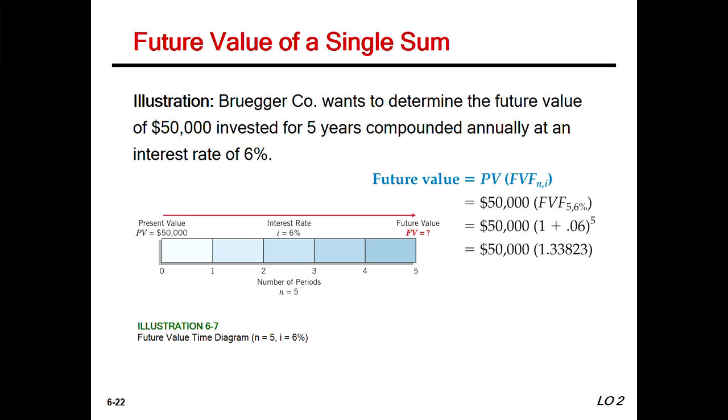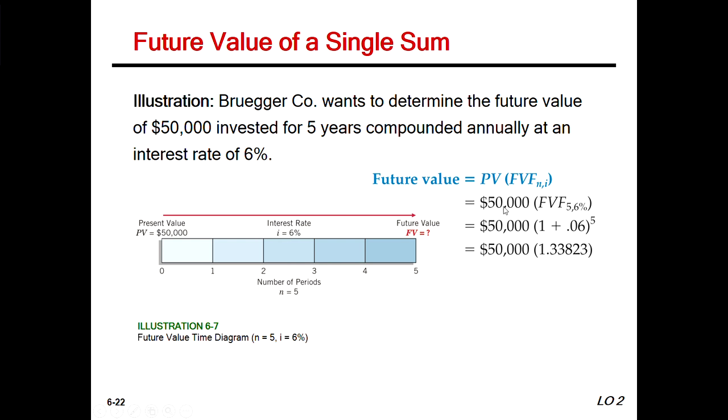All right, so let's take a look at an example here. We've got Bruger Company. They want to determine the future value of $50,000 invested for 5 years, compounded annually at an interest rate of 6%. How do they figure that out? Now, using the formula, this is what they do.